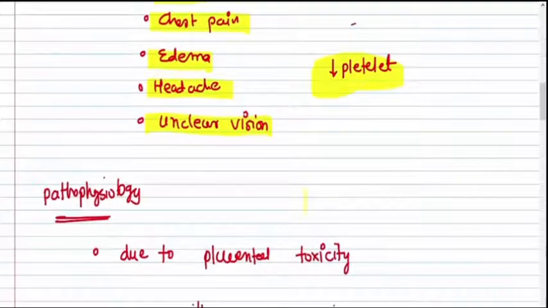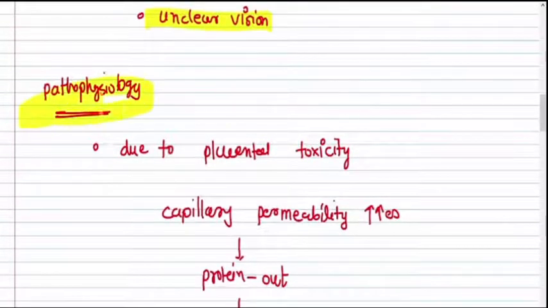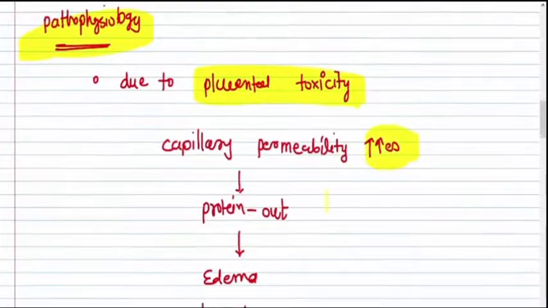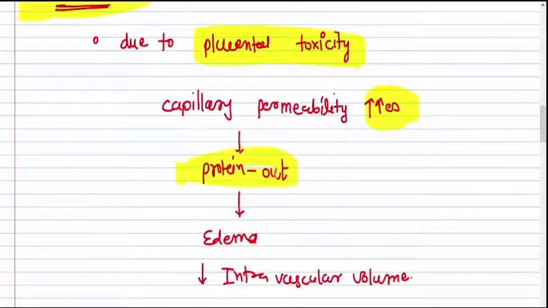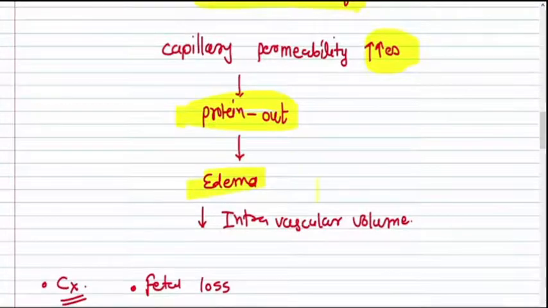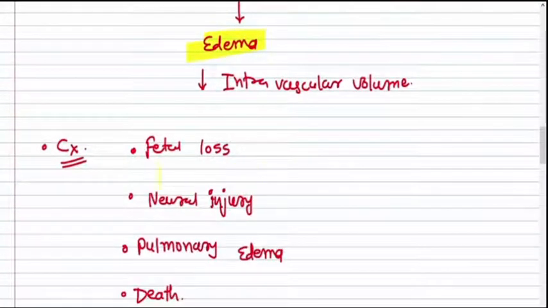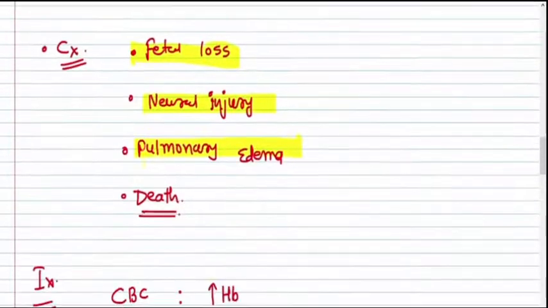decreased platelet counts. Now the pathophysiology is very clear and important: it is due to placental toxicity. The capillary permeability increases, which allows the proteins to get out from the intravascular volume, that will cause edema and various coagulative problems. The complications are very grave, like fetal loss, neural injury, pulmonary edema, and even death.